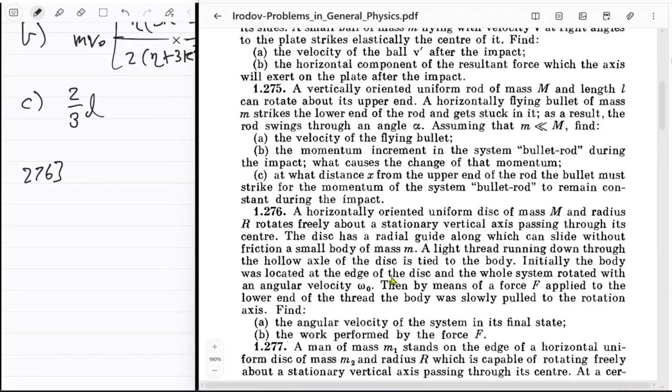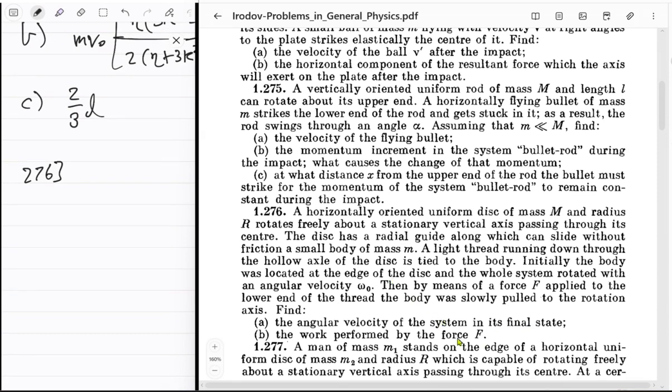Interesting. So you just have to do angular momentum conservation, because the force F doesn't actually have any torque associated with it, right? So the whole system still has the same angular momentum. Okay, that makes sense. So the angular velocity of the system in its final state, you can do that easily. And the work done is just the change in kinetic energy, because there's no other force that does any work, is there? I don't think there is. The hinge forces don't do any work. And what other forces do you have? Nothing, right? That's the thing.